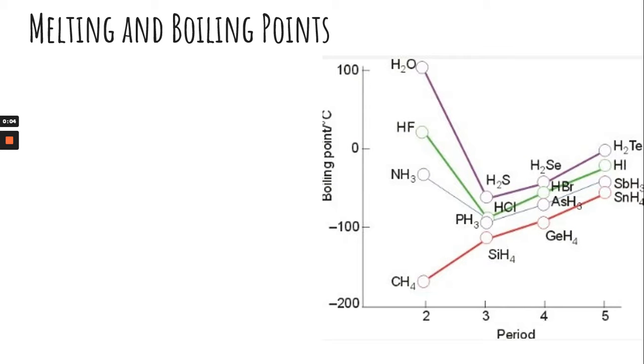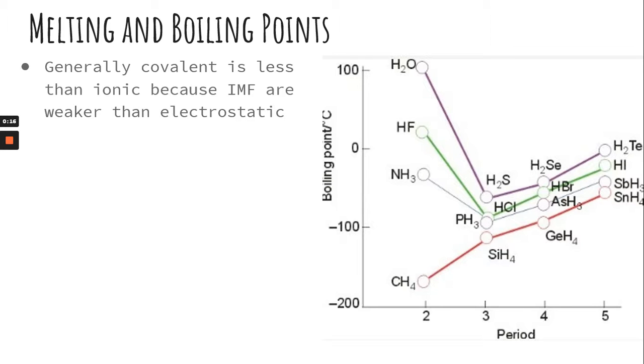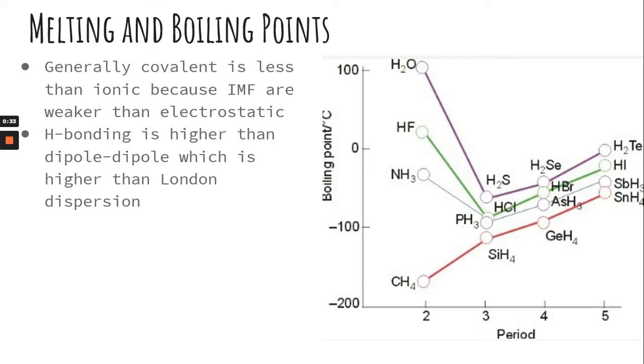We're going to look at some properties and how the intermolecular force, or the type of bonding, affects those properties. So first is melting and boiling point. We tend to say that ionic and metallic have high melting and boiling points, and then covalent is less than that. And that's because the intermolecular forces are weaker than the electrostatic forces found in ionic and metallic. Comparing those simple covalent molecules and looking at the intermolecular forces, hydrogen bonding is always higher, and London dispersion is the lowest melting point because of the strength of the attraction between the molecules.